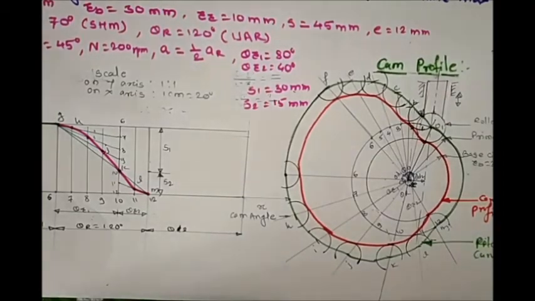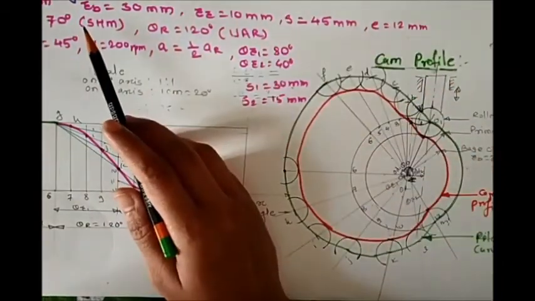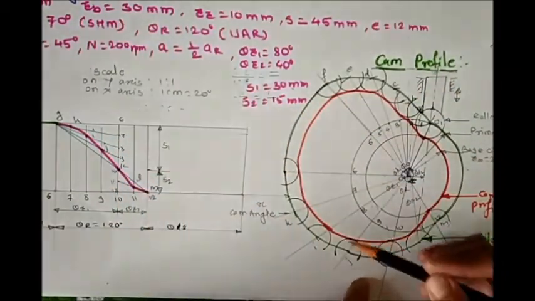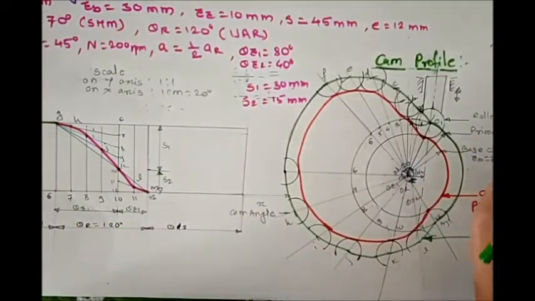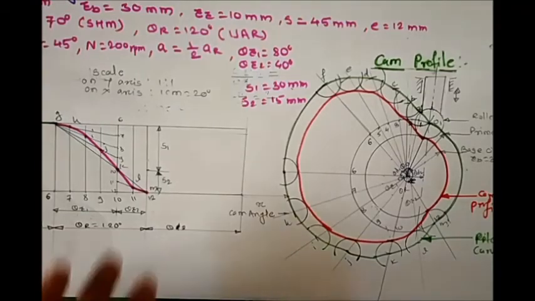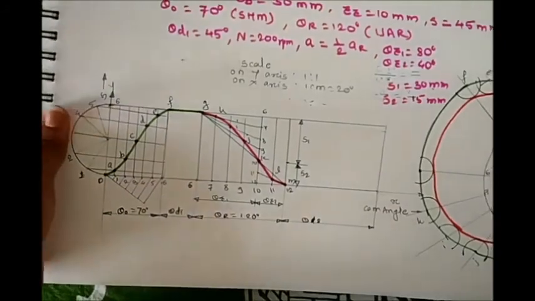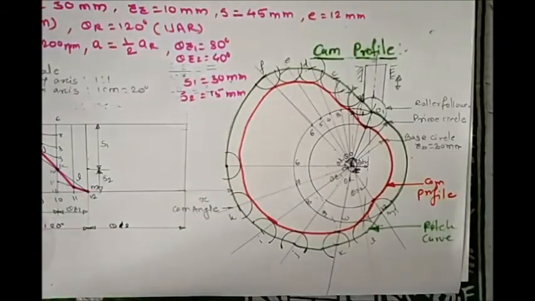Here we finish with the question. Now they ask to calculate the maximum velocity and acceleration during the lift. So that can be calculated using a formula that we have already seen while studying the analytical method of displacement diagram of follower. So I hope you get the concept of how to draw the displacement diagram and how to draw the cam profile. Thank you for watching the video.